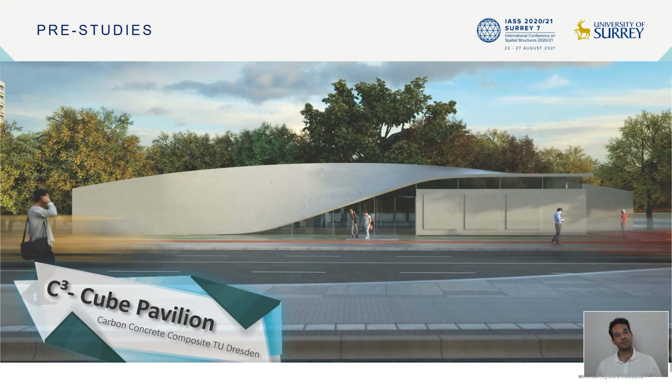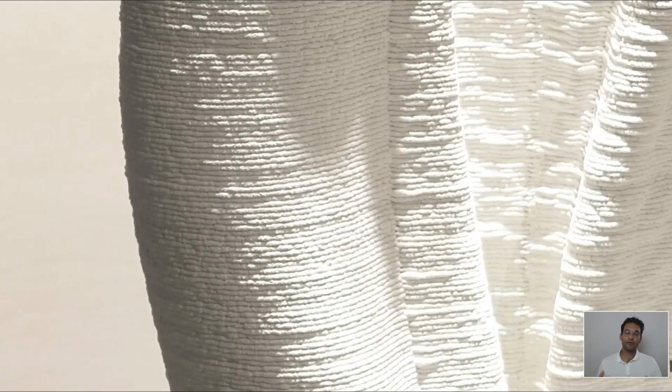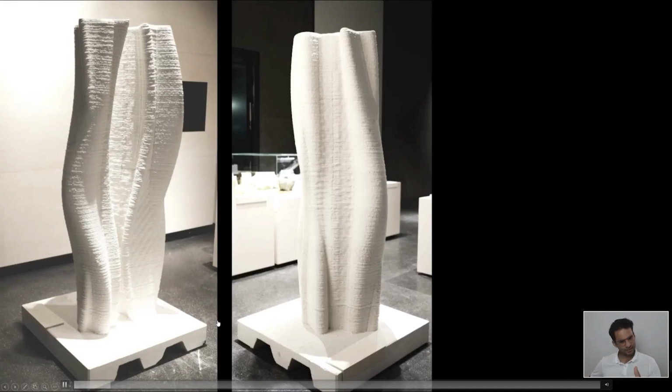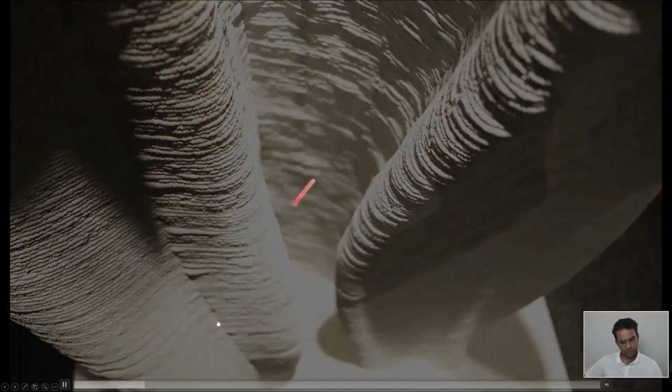So we did some pre-studies. One was the C3 Pavilion, which is the first building using a carbon concrete composite as the construction method, and is currently being constructed at the TU campus. And of course, we've been looking at 3D concrete printing or additive manufacturing at large scale that a lot of universities and companies are looking into, because it's such a promising construction method that we can explore for the AEC industry.